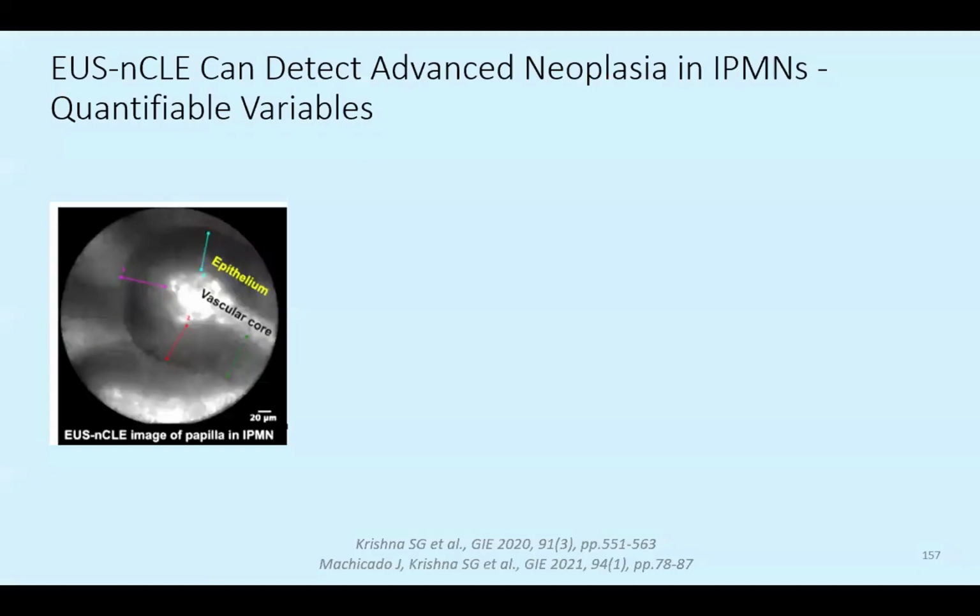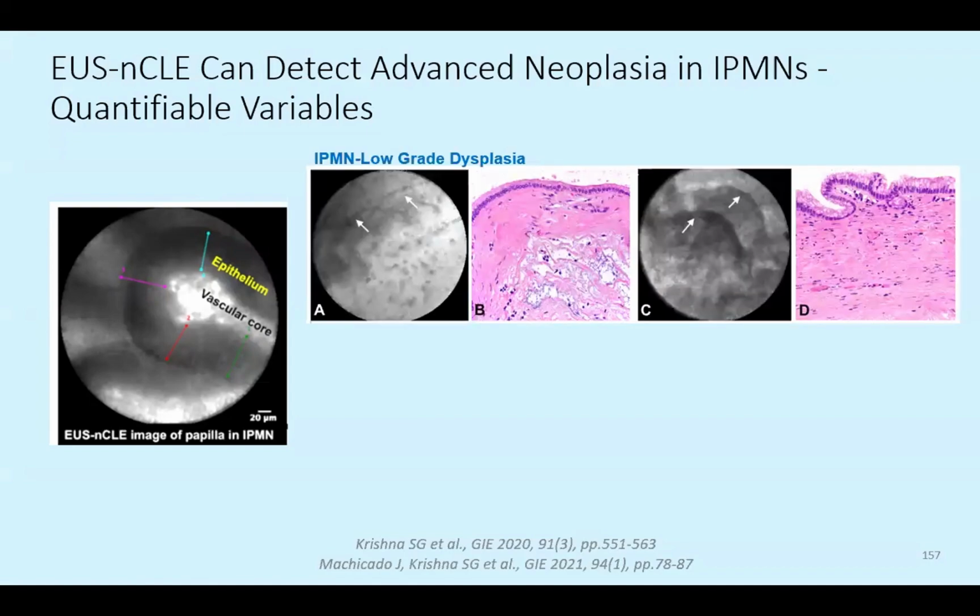So in terms of endomicroscopy detecting advanced neoplasia in IPMN, the variables are quantifiable. And based on that model, we were able to initially quantify, then build an AI model. So in the top panel, you have IPMNs with low-grade dysplasia. You have a single layer of cells with a monolayer of nuclei. And correspondingly, you have endomicroscopy, which is a really thin translucent layer.